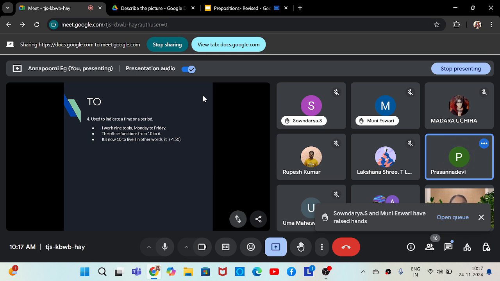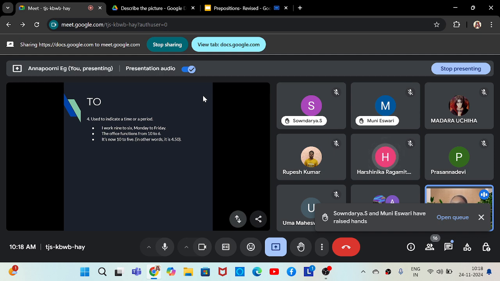Okay. So here you can see to is used to indicate a time or a period. For example, I'm telling that I work 9 to 6 Monday to Friday. So my working hours are 9 to 6. Maybe 9 a.m. to 6 p.m. or 9 p.m. to 6 a.m. That depends. 9 to 6 Monday to Friday. It means Saturday and Sunday are holidays for me. The weekends are holidays for me. Only I work on the weekdays.